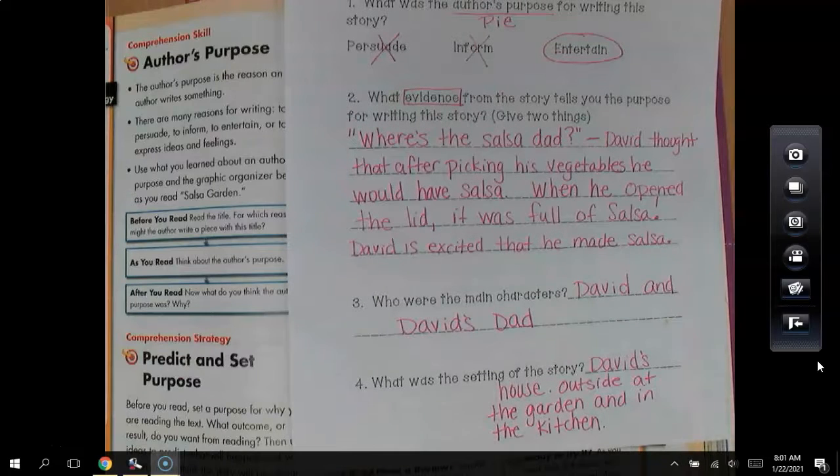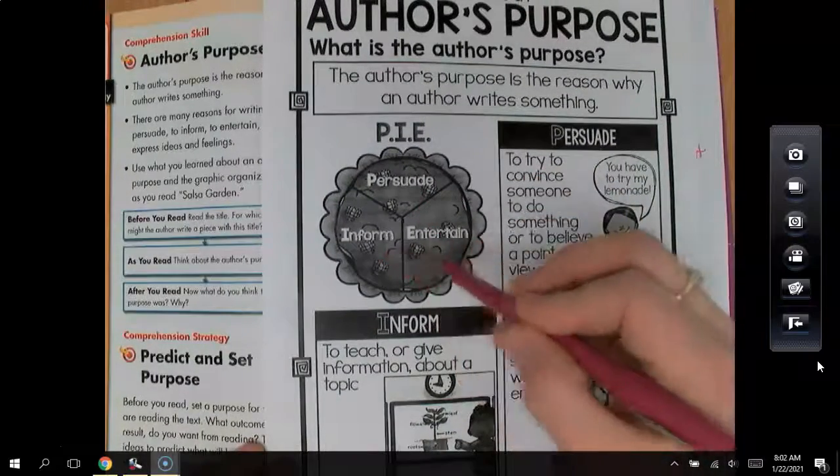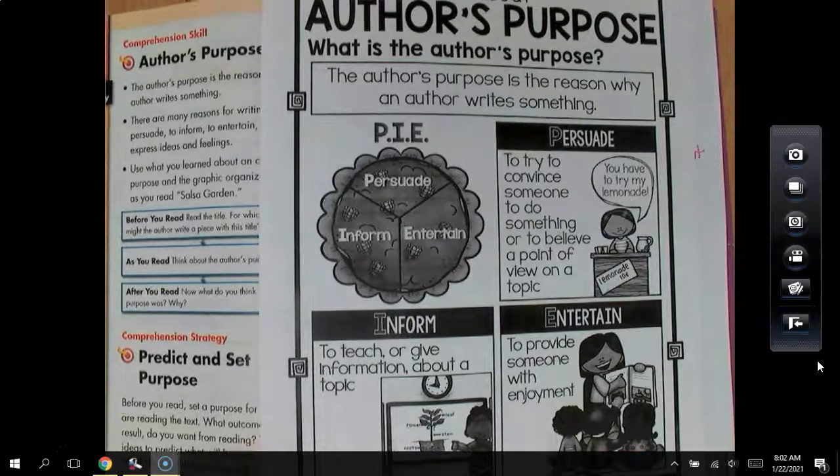Okay, boys and girls, so that was author's purpose. Remember, when you think of author's purpose, it's why the author writes the story. The author has a reason as to why they are writing something. They want the reader to understand something, to be persuaded to get something or to believe in something, or simply they just want the reader to enjoy the book. So persuade, inform, entertain. It is PIE. Persuade, inform, entertain. Great job, boys and girls.